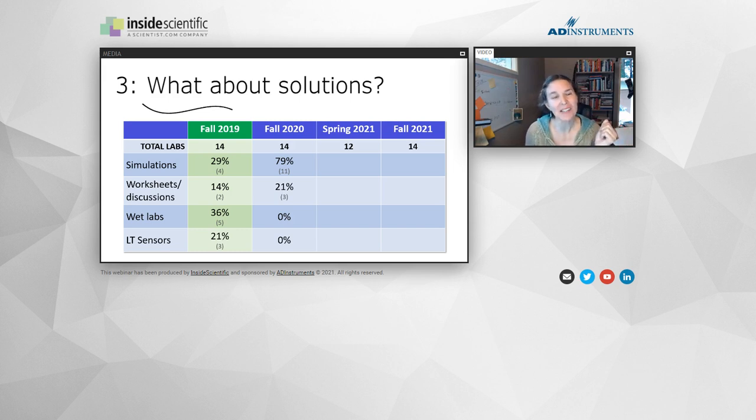79% of our labs, 11 out of 14 of the labs, were simulations. So we basically took the simulation scene, which of all of those options is, in my opinion, the worst, and we did that almost entirely. The other 21% was the worksheet discussions, which, like I said, are fairly easy to facilitate in an online discussion forum. No wet labs, no sensors, transducers, no data collection.